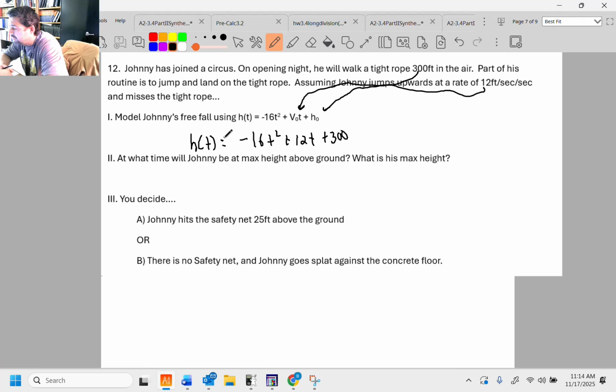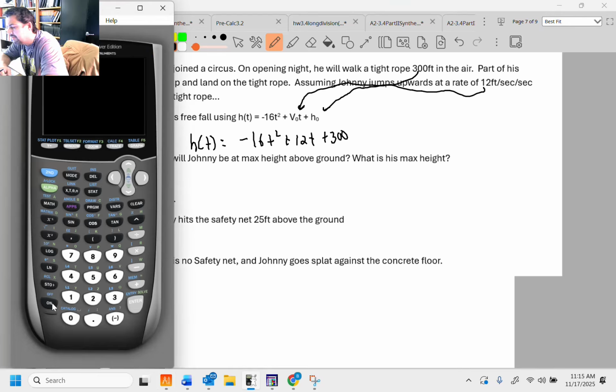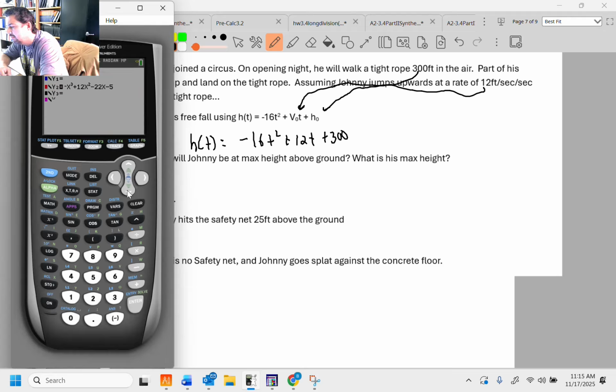Anywho, at what time will Johnny be at the max height above the ground? What is max height? The idea here is you use your TI-84, kids. That's the idea. So let's pull up our trusty TI-84. Let's go to y equals and put that negative 16x squared. Hopefully some of y'all that haven't figured out how to use these things are by now. We use them constantly. You should probably figure out how to use them. Don't need anything in y2. Zoom 6 as you were trained.